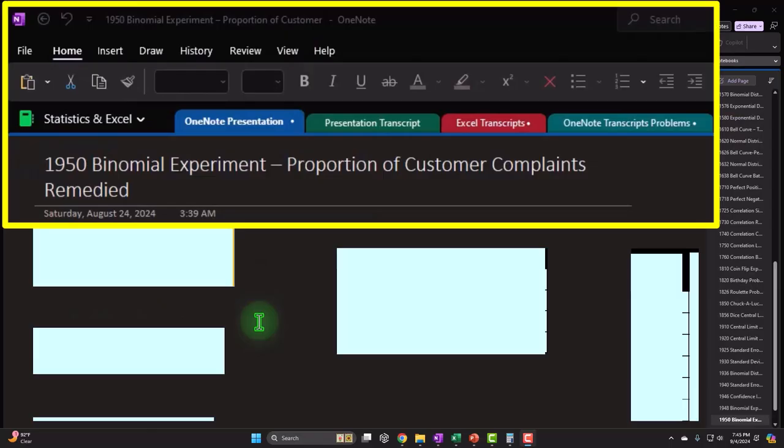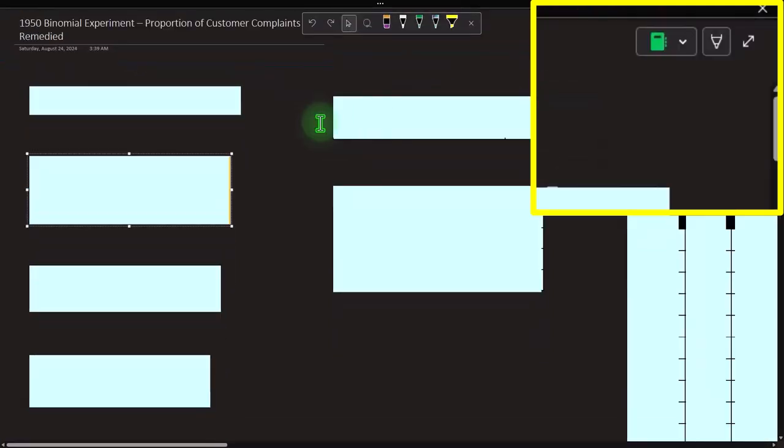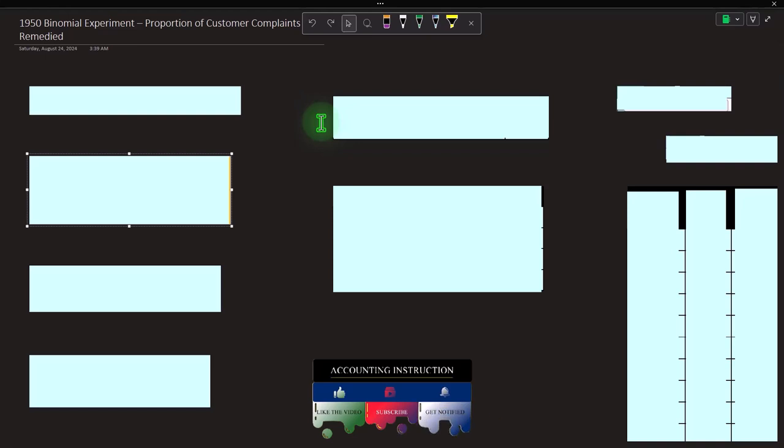If you have access to this OneNote file, we're currently in the OneNote presentation section, 1950 binomial experiment, proportion of customer complaints remedied tab. We're looking at a situation similar to recent example problems, except this time we have a binomial experiment, which means two, and we're going to have a situation where it's not a 50-50 breakout, which makes it a little more difficult to set up than prior examples using a binomial type of experiment.